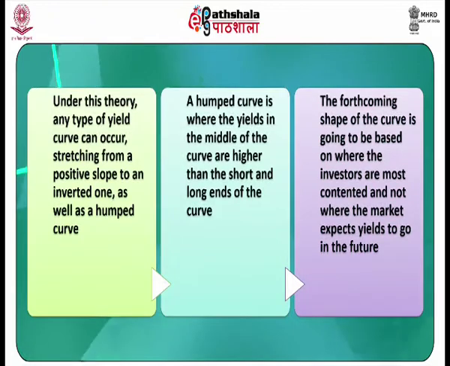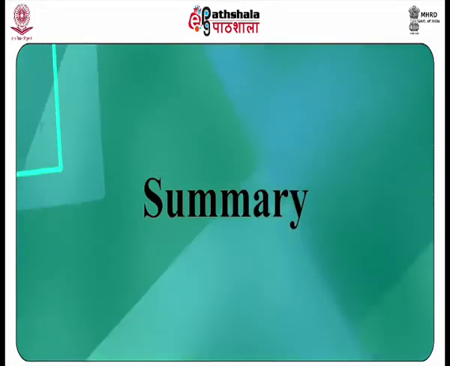Third is the market segmentation theory. Under this theory, any type of yield curve can occur, stretching from the positive slope to an inverted one, as well as a humped curve. A humped curve is where the yields in the middle of the curve are higher than the short and the long ends of the curve. The forthcoming shape of the curve is going to be based on where the investors are most contented and not where the market expects yield to go in the future.